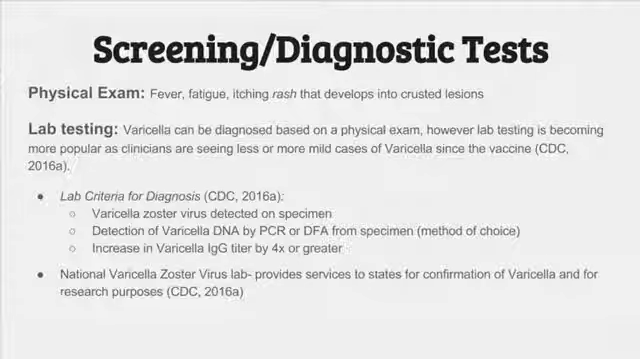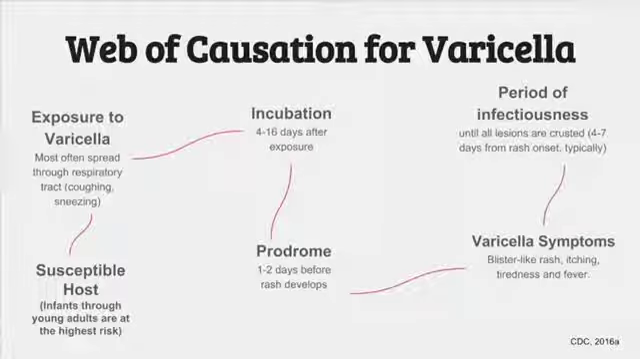Lab testing is recommended by the CDC for confirming an outbreak, a cause of death, determining susceptibility to varicella, or to investigate vaccine-related adverse events. There is a national varicella zoster virus lab, which provides services to states for confirmation of varicella and for research purposes. Here's our web of causation for varicella.